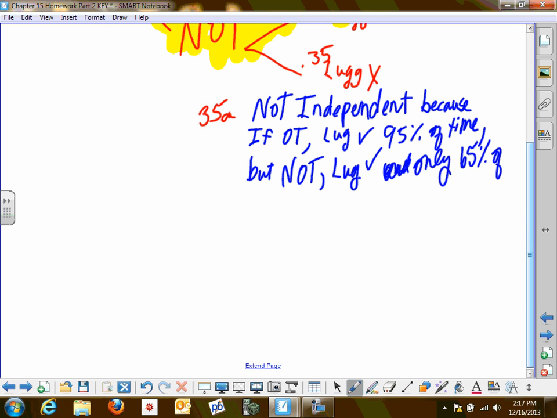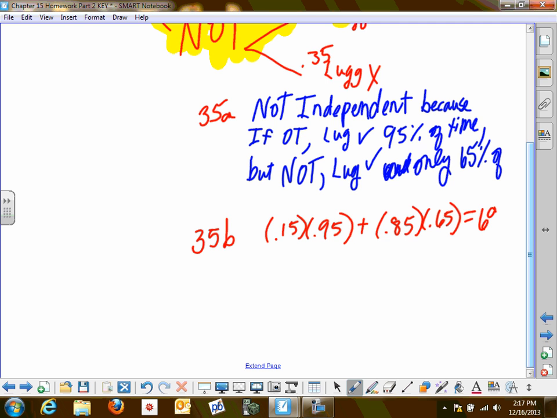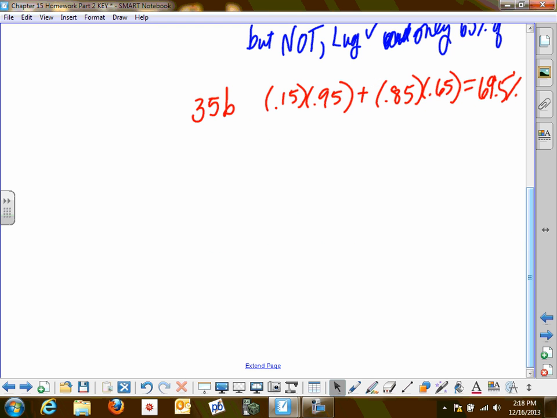So if I total those up, 35B is this. Leaves on time, her luggage gets there. Plus, does not leave on time, luggage gets there. That actually comes out to 69.5%. So, just a 69.5% chance that her luggage is going to get there on time, regardless of whether she leaves or not. I mean, total. Okay. We good so far? Alright, the last one, number 37. Speak up if I'm going too fast on some of these.